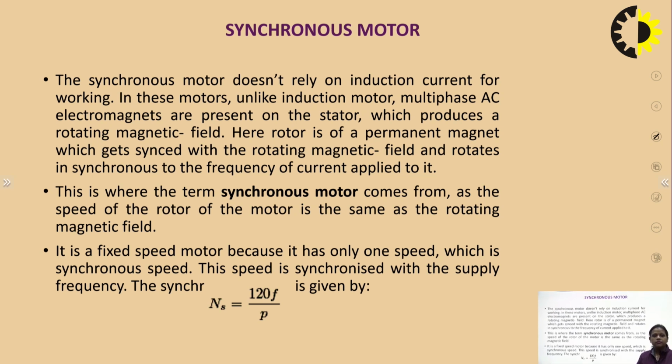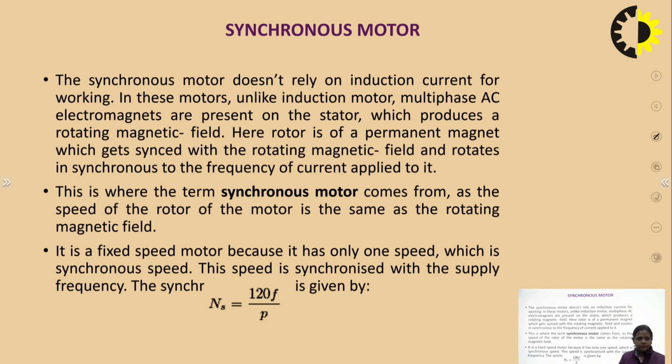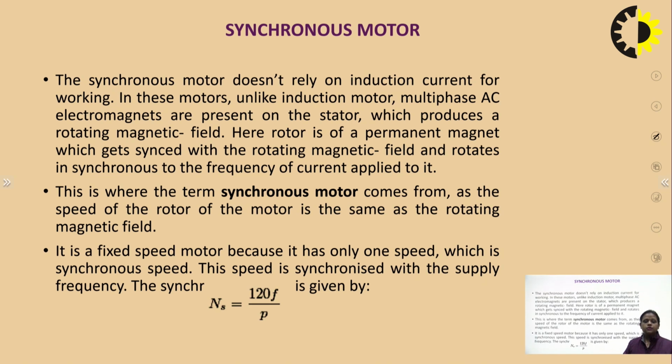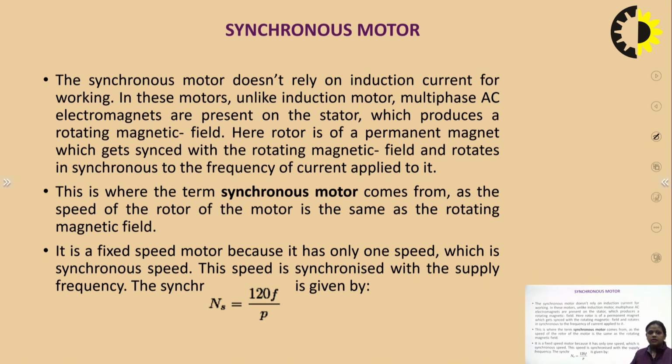Whereas in the case of a three-phase induction motor, the rotor does not rotate at synchronous speed. The speed at which it rotates is called asynchronous speed or subsynchronous speed. So three-phase induction motors are not called synchronous motors, but asynchronous motors, because there the rotor is not rotating at synchronous speed. Whereas in the synchronous motor, the name comes from the fact that the rotor is rotating at synchronous speed.